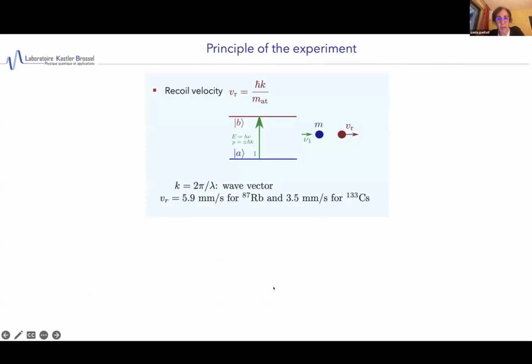Let me say a few words on the principle of the experiment in Paris. Sorry, some people have seen this slide many times. In the group, we measure the recoil velocity of an atom that absorbs a photon. This velocity is about 6 millimeters per second for rubidium.